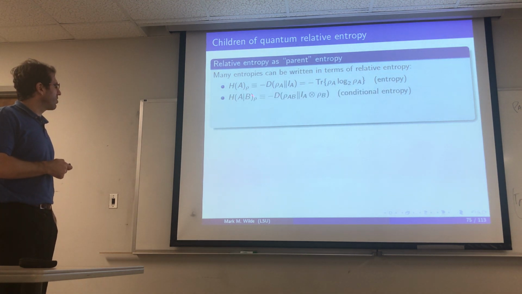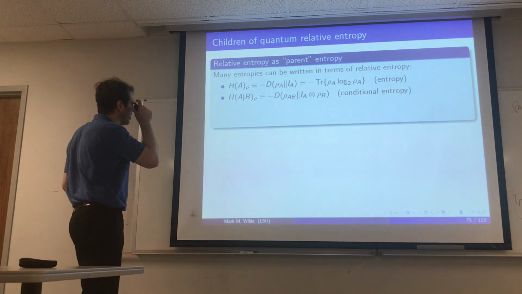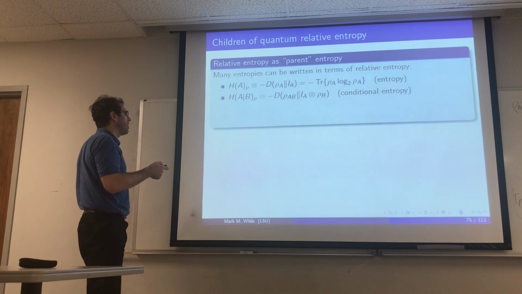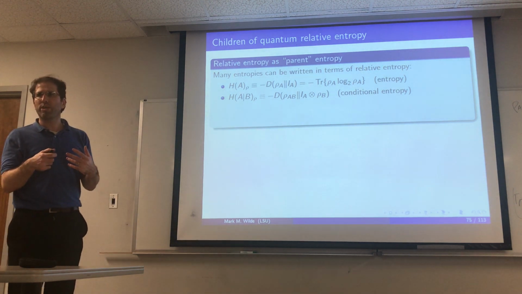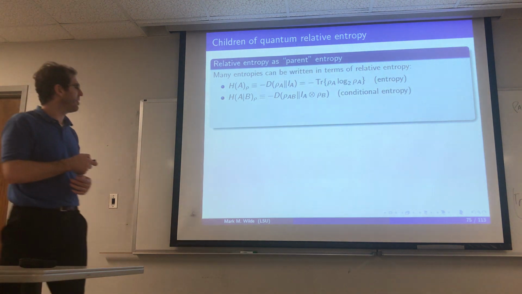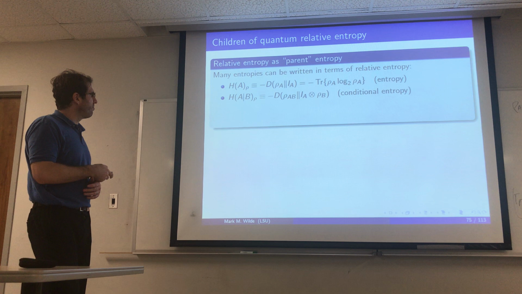You can do this construction. If you have a bipartite state, rho AB, and you plug in identity on A tensored with the marginal density operator, what you get by tracing over A, if you plug that in, you get something called conditional entropy.